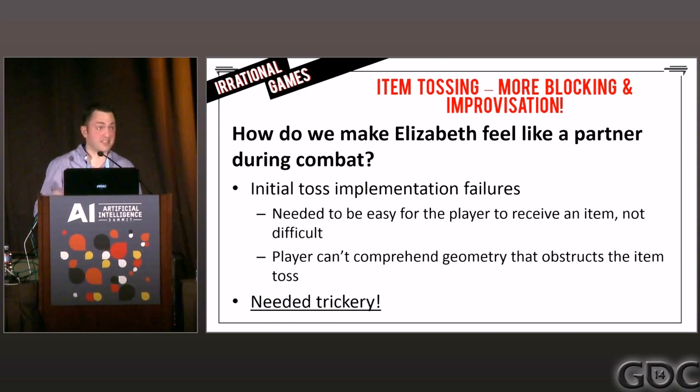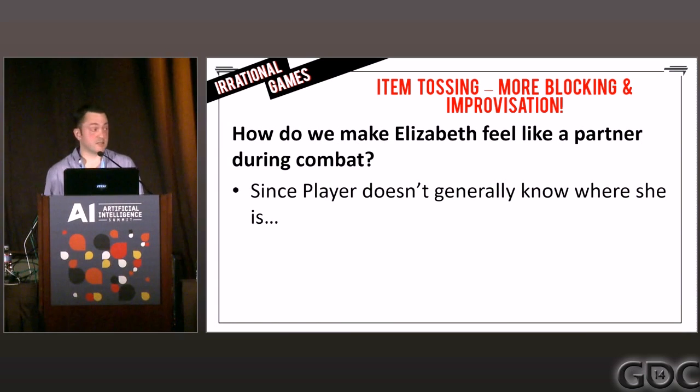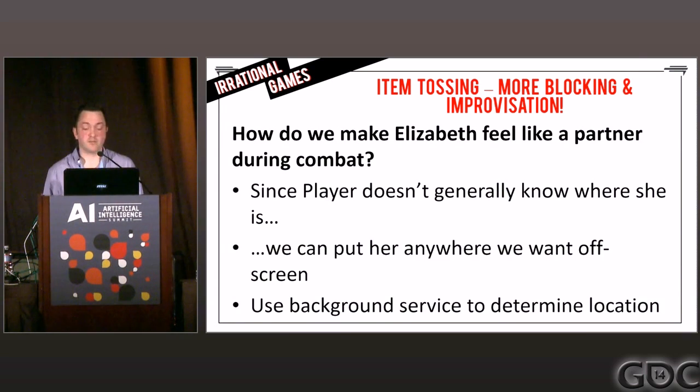As I mentioned before, the details fall away in combat. And generally, Elizabeth is out of the way, and therefore she is not a player-facing element. This does give us the options for trickery to make the player-facing element of the gameplay feel better. And since the player generally doesn't know where Elizabeth is, once she offers an item, we run a background service that finds a point where she could throw the item. If at any point we determine that her current location is not usable for throwing an item to the player, we teleport her to a nearby location off screen and begin the throw.